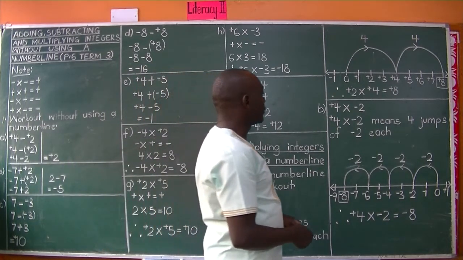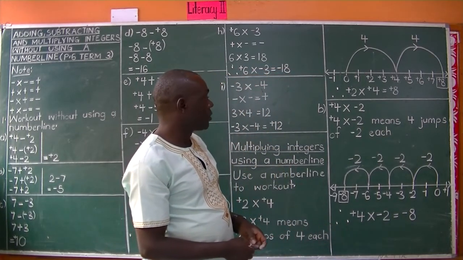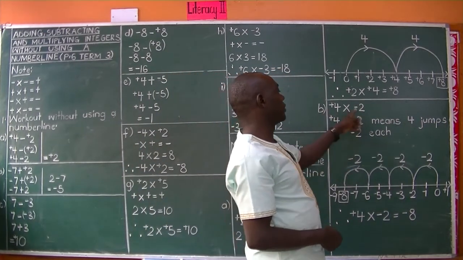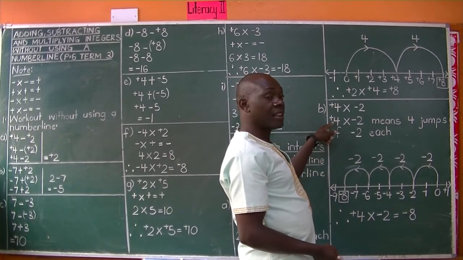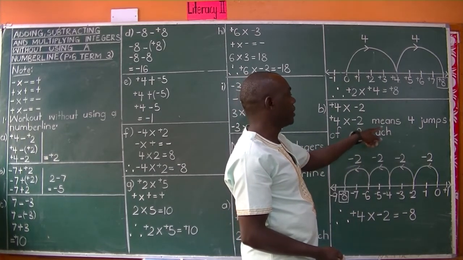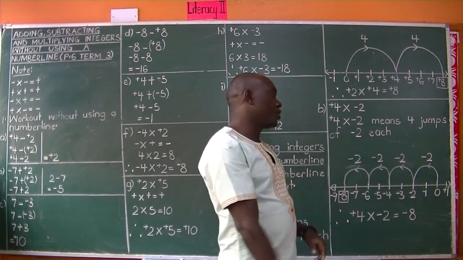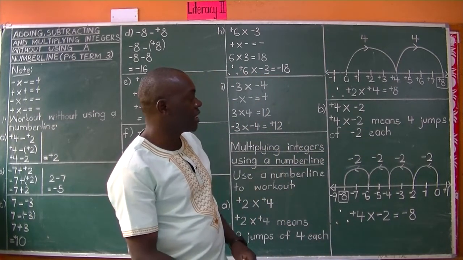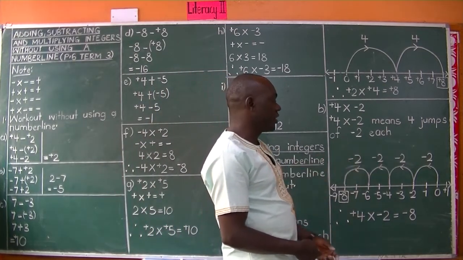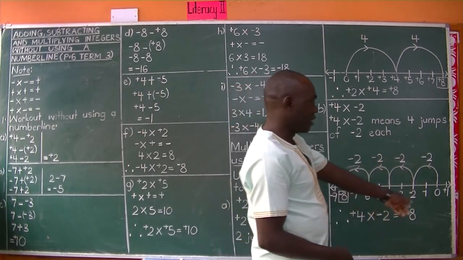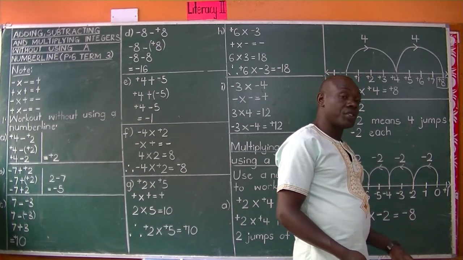work out positive 4 times negative 2 on a number line. Remember the first example, both were positives. Here, one is a positive and another one is a negative. So you state the meaning: positive 4 times negative 2 means 4 jumps of negative 2 each. Now negatives are much needed. Include some positives, like positive 1.